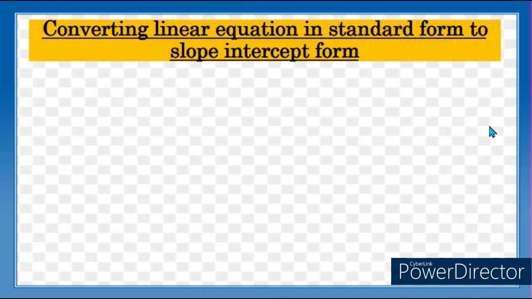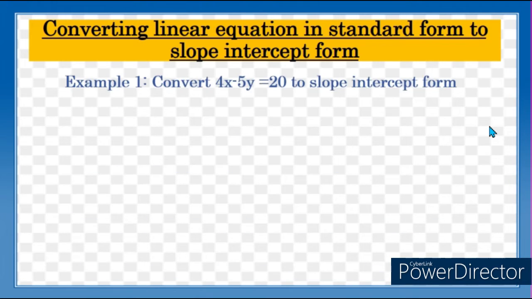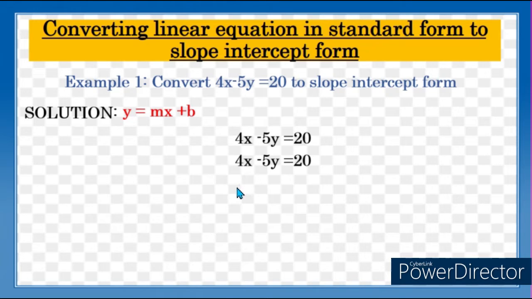Okay, so now let's try to convert a linear equation in standard form to slope-intercept form. So we have here example number 1. Let us convert 4x minus 5y is equal to 20 to slope-intercept form. So we have here the slope-intercept form is y is equal to mx plus b. So we have 4x minus 5y is equal to 20. So lipat po natin sa kabila si 4x. So ang magiging equation na po ngayon natin dito ay negative 5y is equal to negative 4x plus 20.